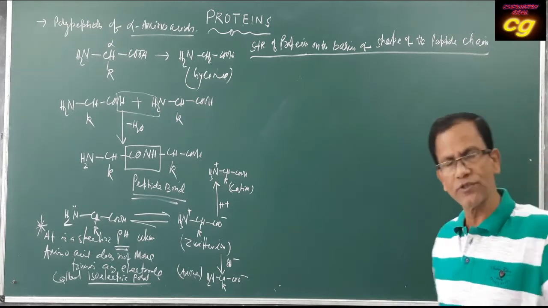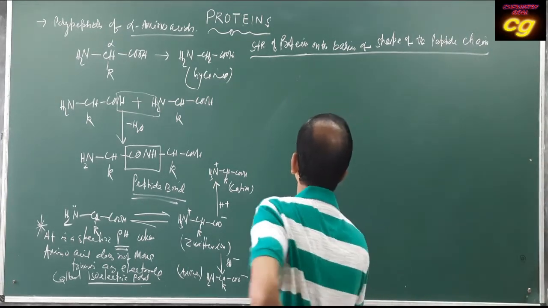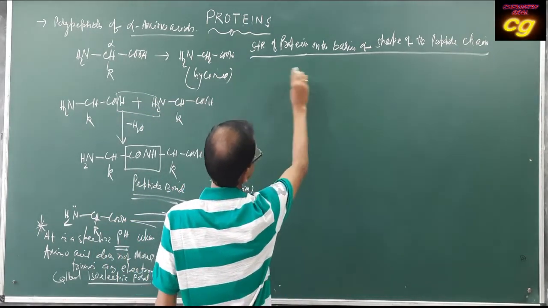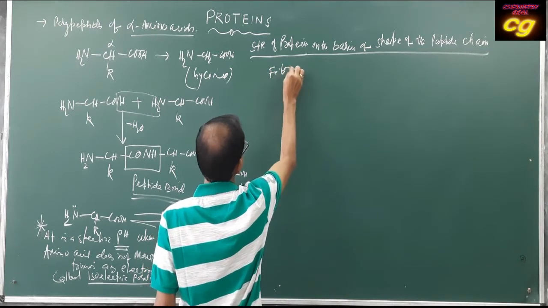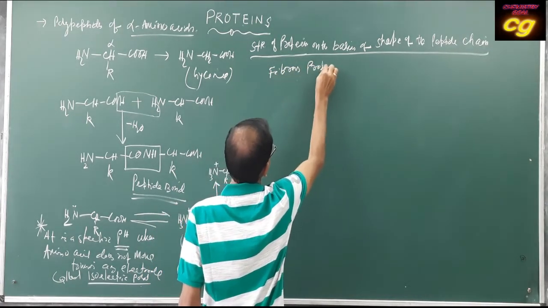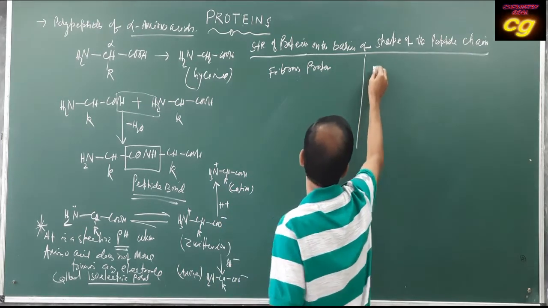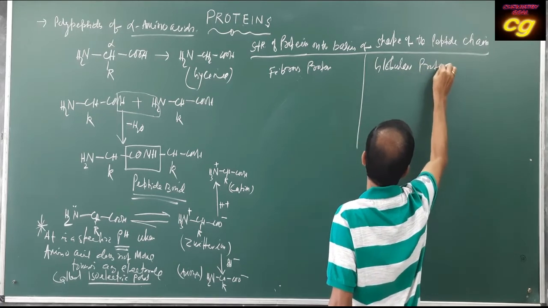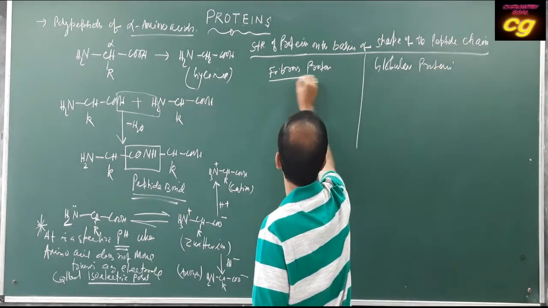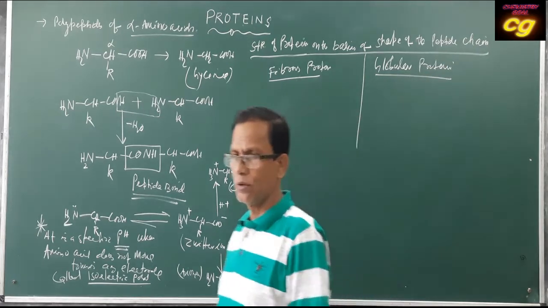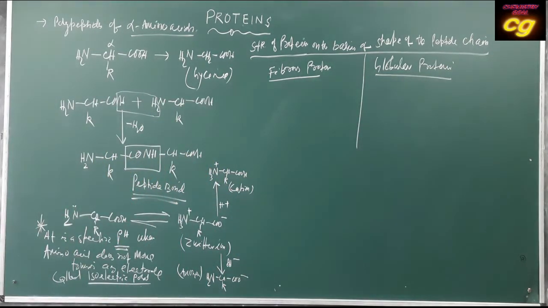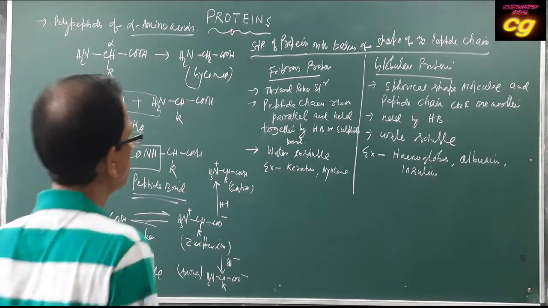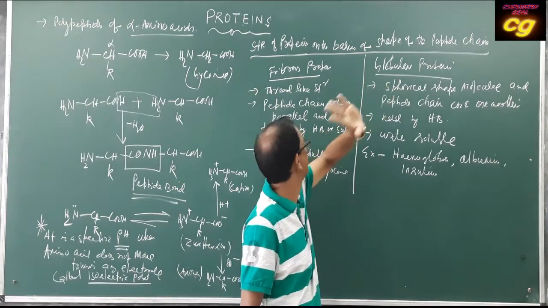On the basis of the shape of the peptide chain, proteins are generally of two types: fibrous protein and globular protein.